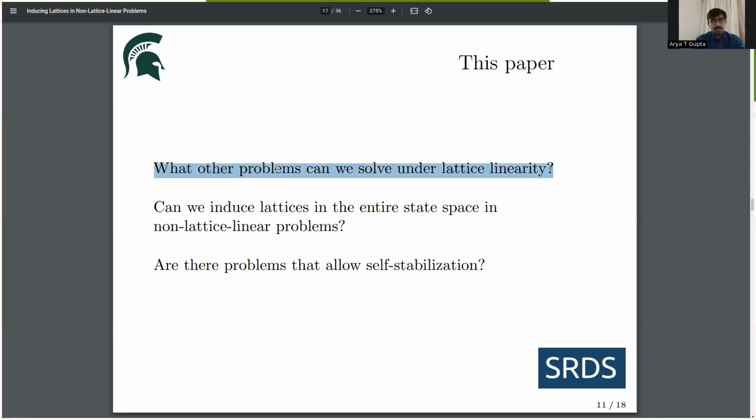What other problems can be solved under lattice linearity? Can we induce lattices in the entire state space in non-lattice linear problems? And are there problems that allow self-stabilization?